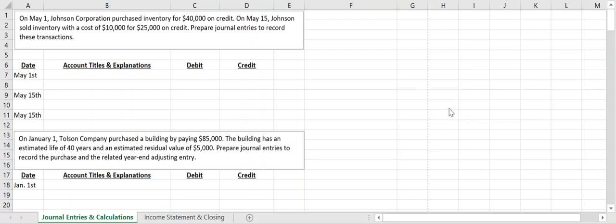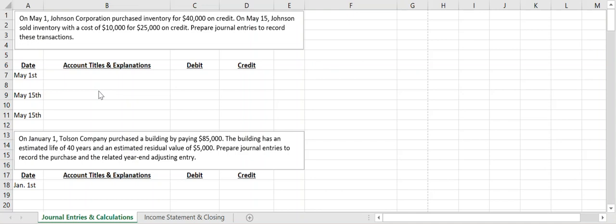In this example video, I'm going to go through review exercises 3.1 through 3.6. It's looking at different journal entries, everything from typical day-to-day transactions to adjusting entries. In review exercise 3.1, it tells us that on May 1st, our corporation purchased inventory for $40,000 on credit.